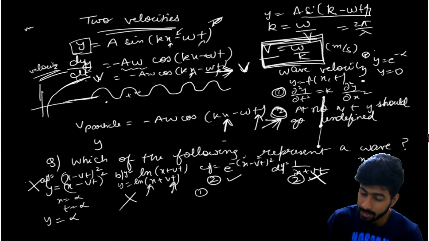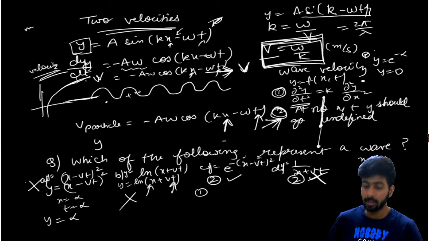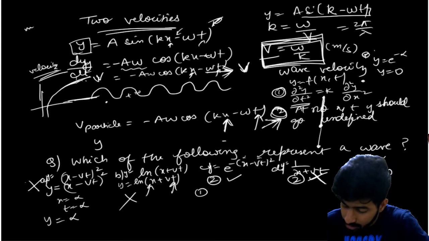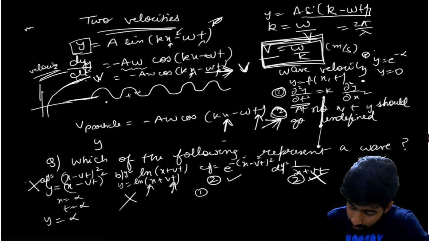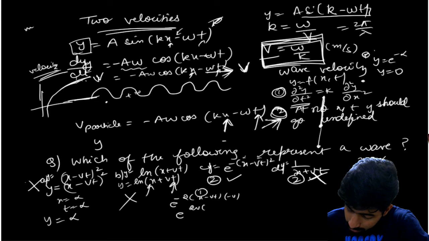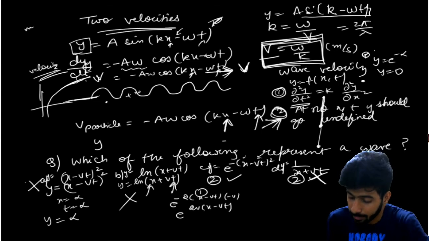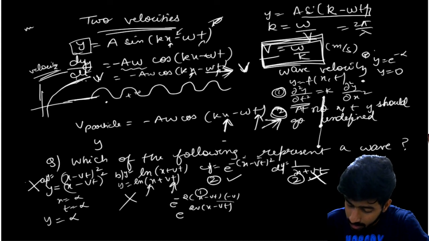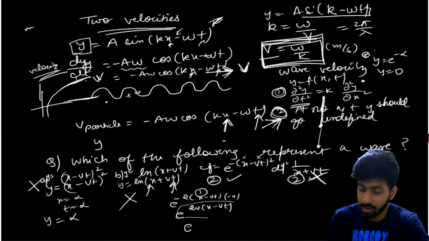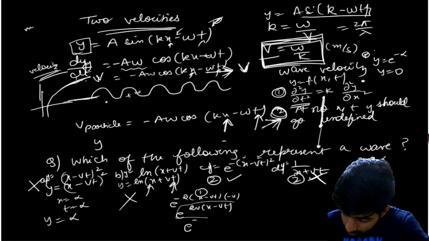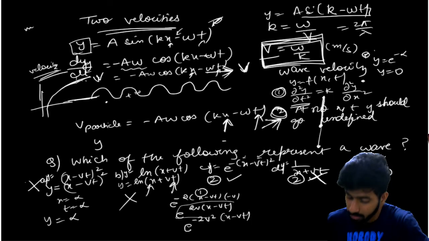So first I'll differentiate with respect to time, to get dou square y by dou t square. I'll differentiate it once with respect to time: (x minus vt) into minus v, this is e power minus (x minus vt) square into 2v into (x minus vt). And I'll differentiate it once more with respect to time. This was the first differentiation. The second one is similar, minus 2v square into (x minus vt).